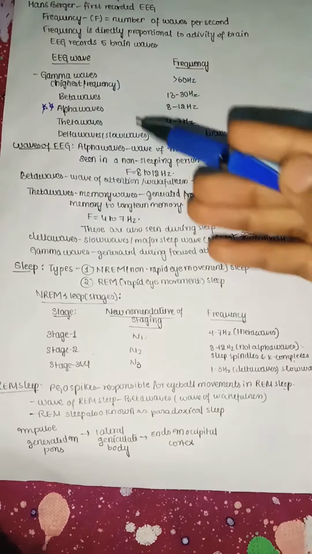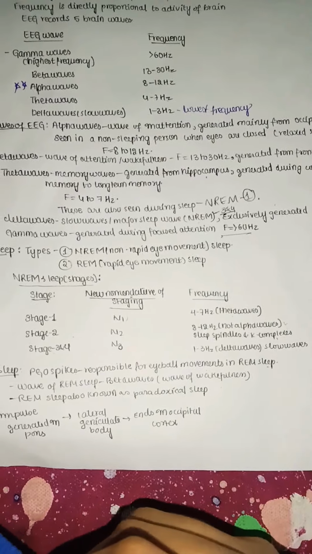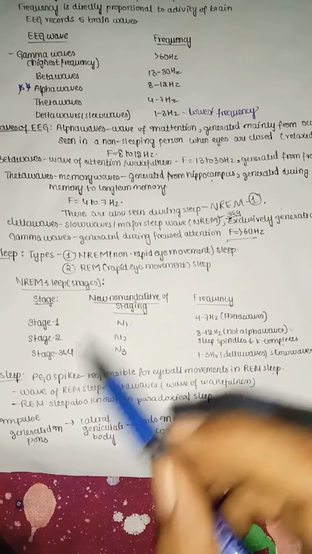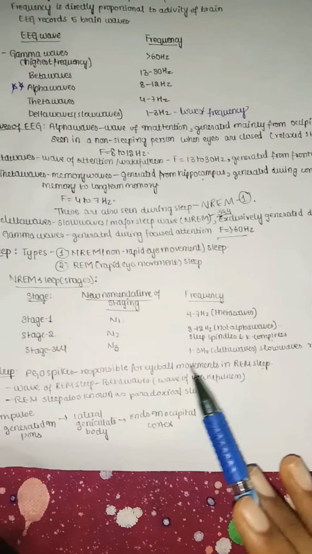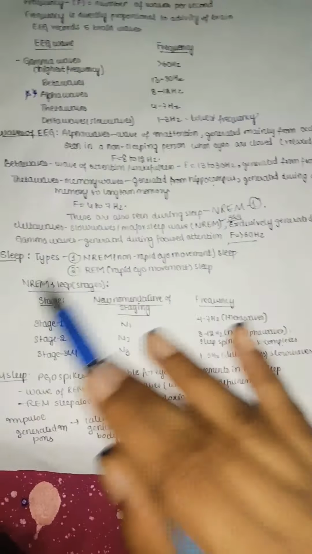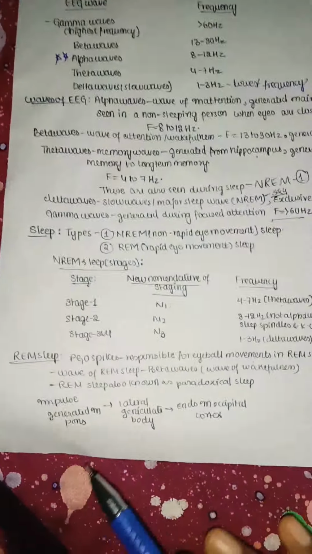So in an EEG you have seen many waves associated here. In non-REM sleep, theta wave is associated, delta wave is associated, right? Theta wave, delta wave, but the beta wave is not associated here, right? So the beta wave comes here in the REM sleep.